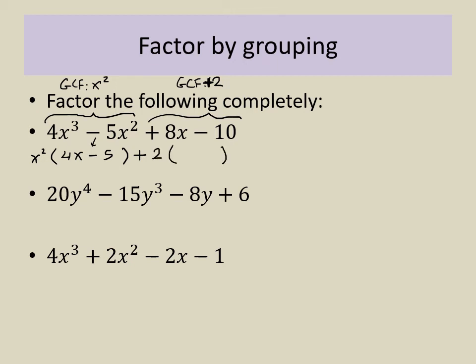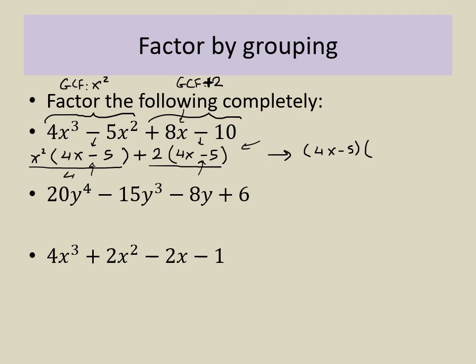Let's see what we have left. 8x divided by 2 is 4x, minus 10 divided by 2 is 5. So now we have our first step that contains those two terms. And we can recognize that we do have the same GCF here. 4x minus 5 can be factored out. Then let's see what we have left.